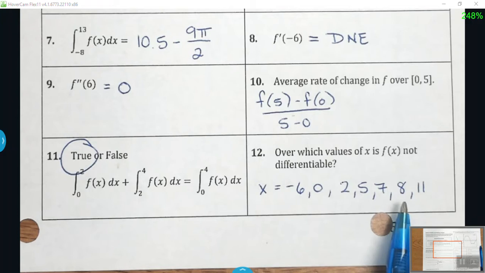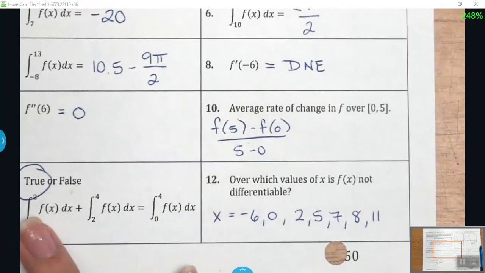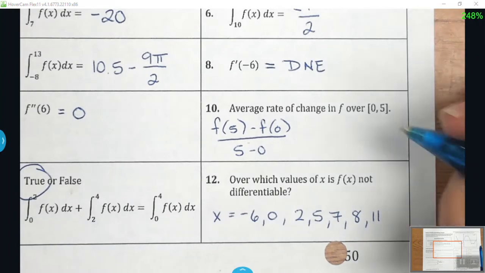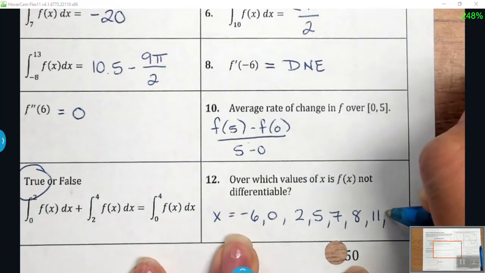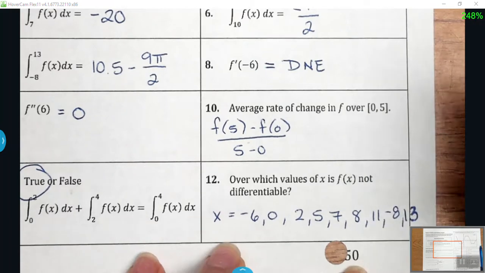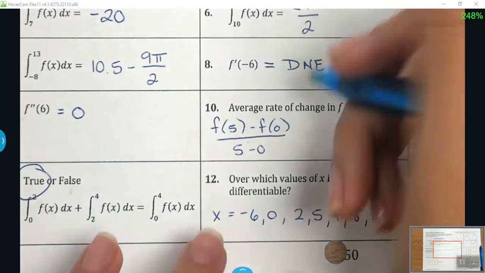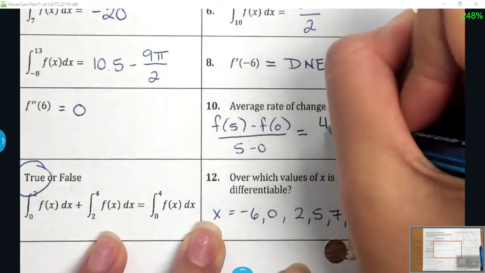Do you think it's differentiable at -8 and 13? My one class said no, and then the other class said yes. I think I would go with, it's not differentiable at -8 and 13, because technically, there is no derivative on the other side. And then for 10, did you get 4/5?